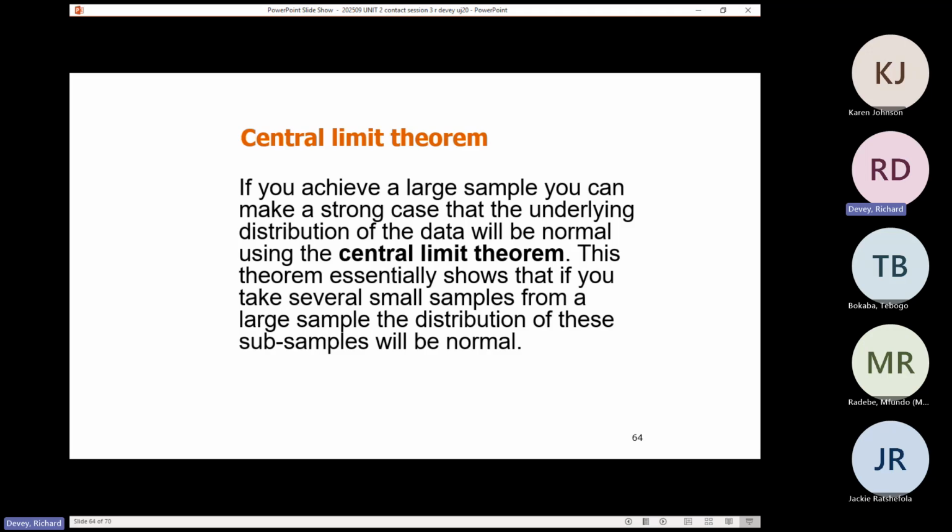So if you've got a big sample, you can invoke the central limit theorem and argue that you do have a normally distributed sample, even if the variable itself isn't normally distributed. If you took subsamples of that variable, then it would have a normal distribution. So it's making the point that the bigger your sample, the more likely you can invoke this normal distribution case.